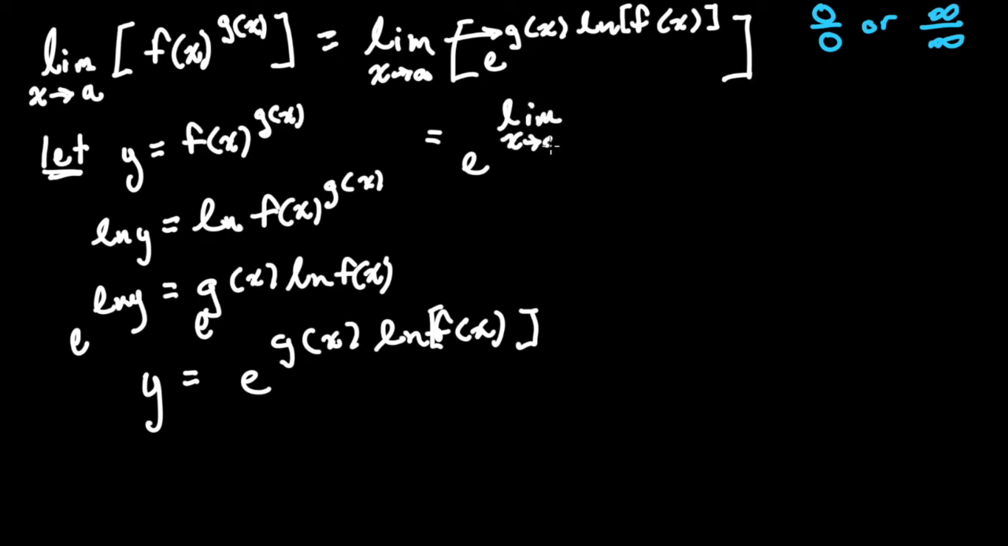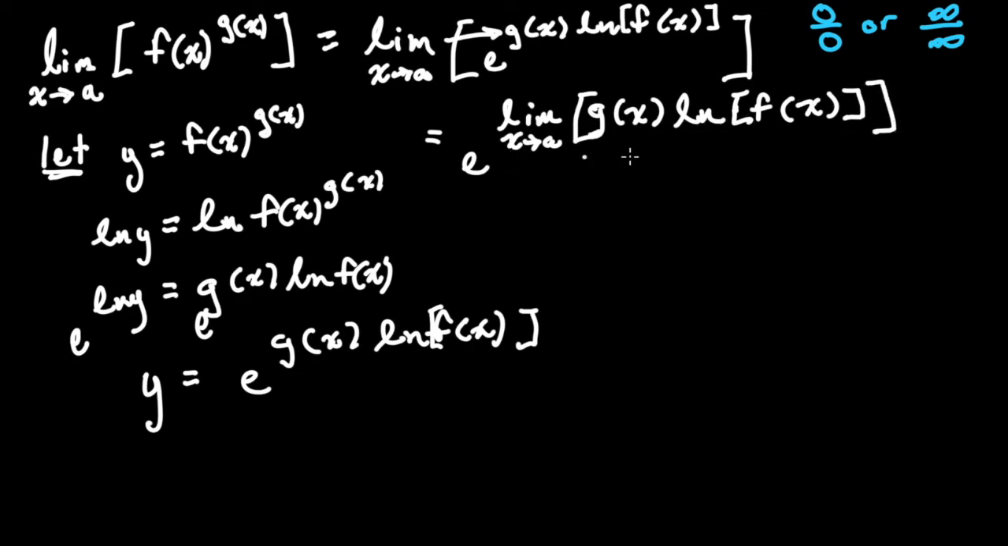x approaches a for p of x ln f of x. And at this point, we're going to assume that this function would give us these indeterminate forms, one of them. And so what we would then write is L'Hopital's rule over the equation, just a little h to denote that we are doing it.